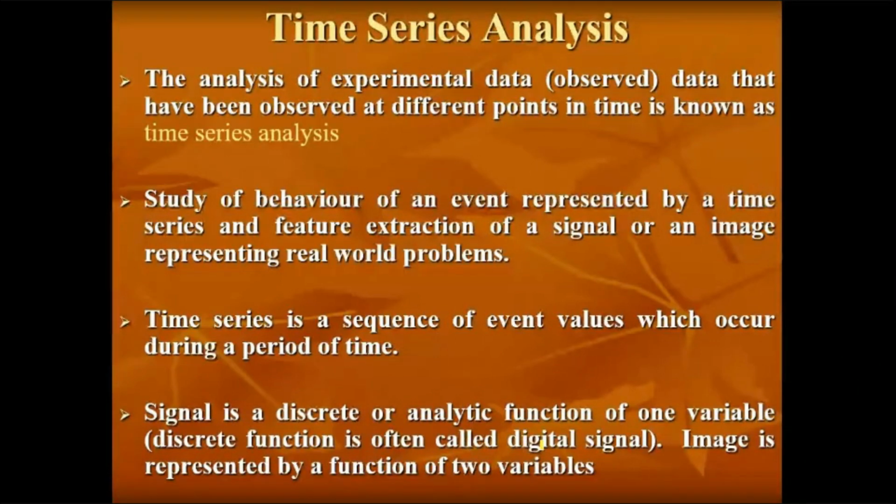And an image is represented by a function of two variables. So for example, EEG is a one-dimensional signal. And if we talk about the MRI, right? So this MRI is an example of an image. An image is basically an example of two variables, two-dimensional.